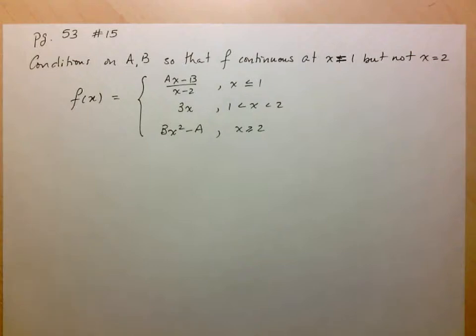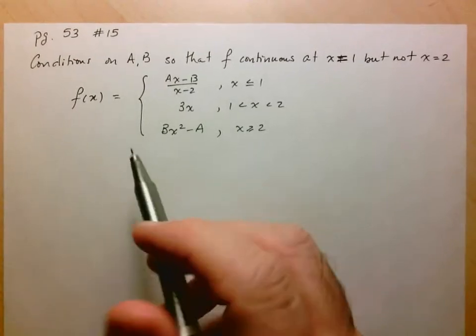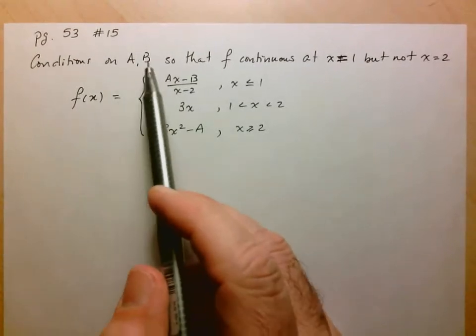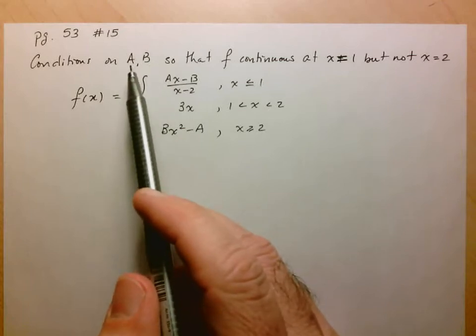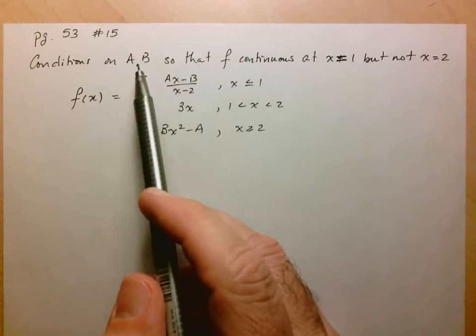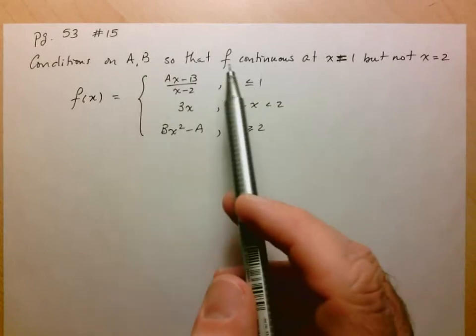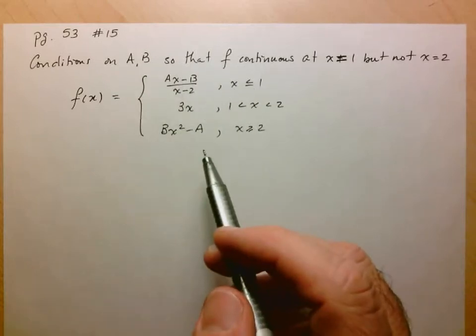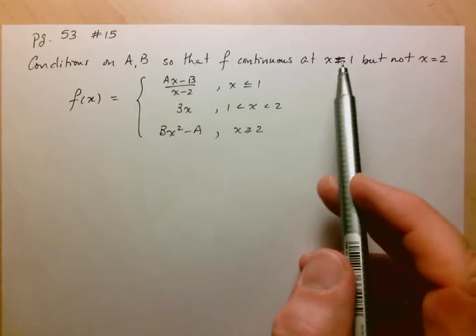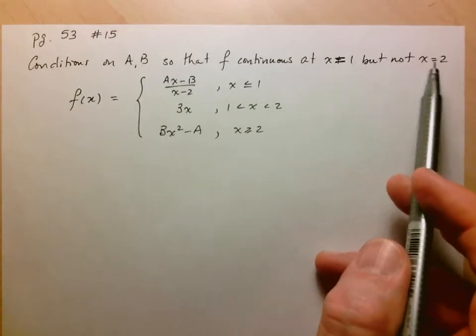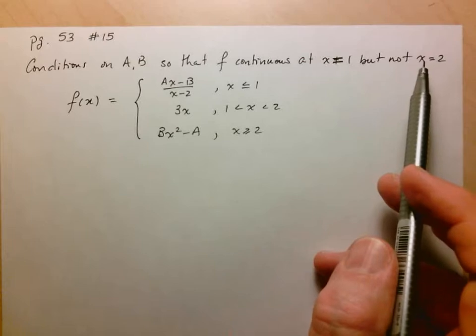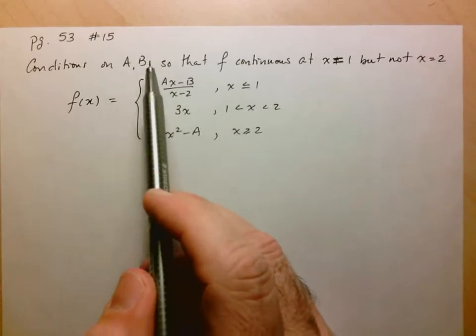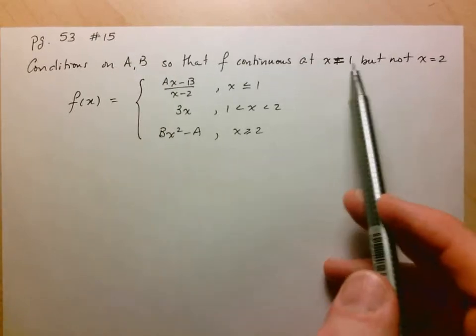Hi folks, we're going to take a look at the solution to page 53, number 15. Okay, so a bit of a different question. They're asking us to determine what's true about the values a and b so that this function f, that is a piecewise function, is continuous at x equals 1 but discontinuous at x equals 2. Okay, so this is what we're trying to determine conditions on, and these are the givens.